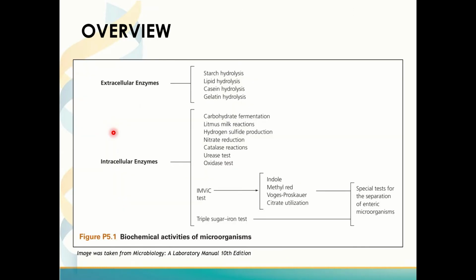The biochemical transformations that occur both outside and inside the cell are governed by biological catalysts called enzymes. And so, we can divide the biochemical activities of microorganisms into two groups. First, those with extracellular enzyme activities, such as starch, lipid, casein, and gelatin hydrolysis. And the second group are microorganisms with intracellular enzyme activities. So, we can distinguish microorganisms by identifying their ability to ferment carbohydrates, to produce hydrogen sulfide, and also to reduce nitrate or any other indicators.